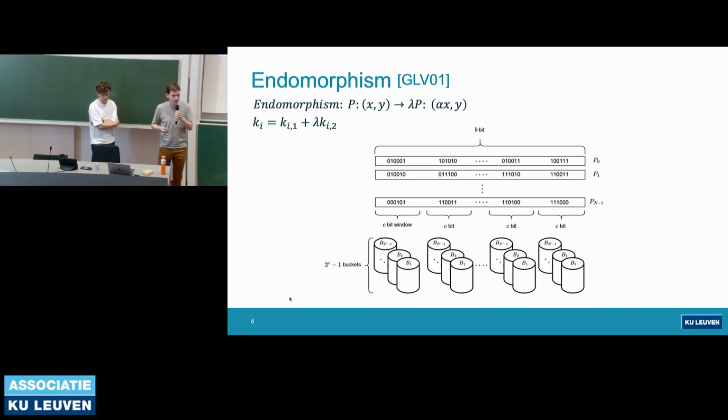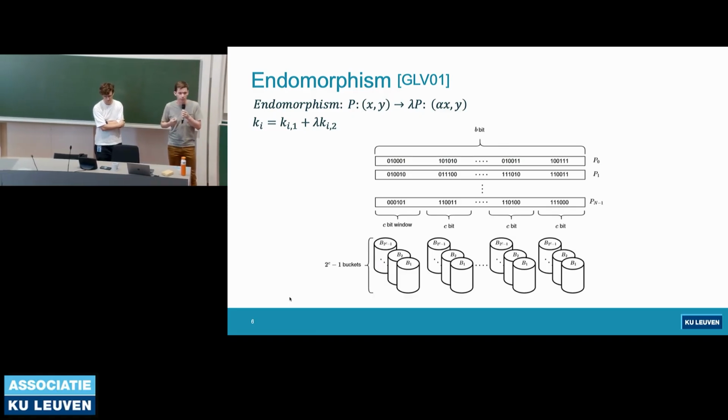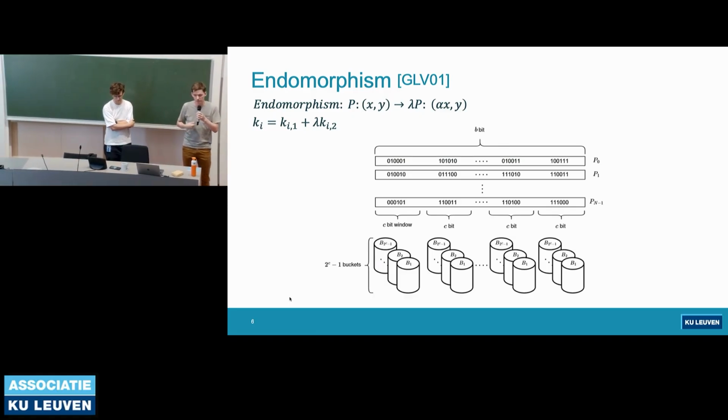The second optimization also makes use of a property of elliptic curves, namely the efficiently computable endomorphism.